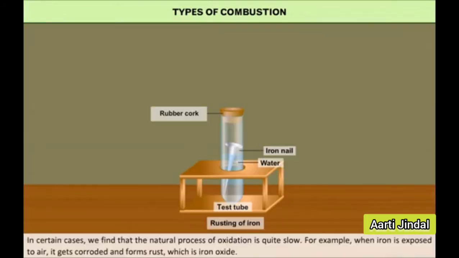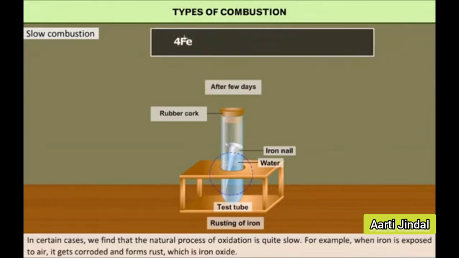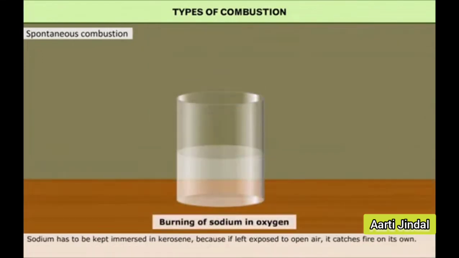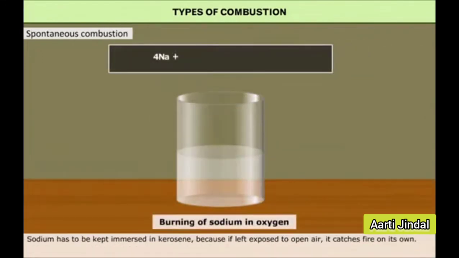Types of combustion. Slow combustion. In certain cases, we find that the natural process of oxidation is quite slow. For example, when iron is exposed to air, it gets corroded and forms rust, which is iron oxide. Spontaneous combustion. There are some combustible substances that catch fire on their own when they are exposed to air. This phenomenon is known as spontaneous combustion. For example, sodium catches fire spontaneously in air.